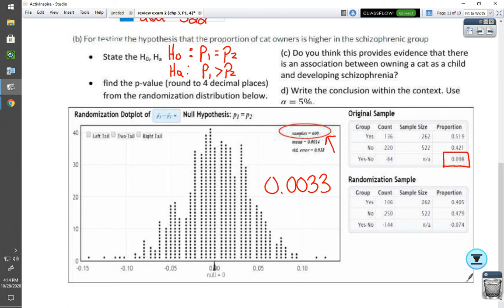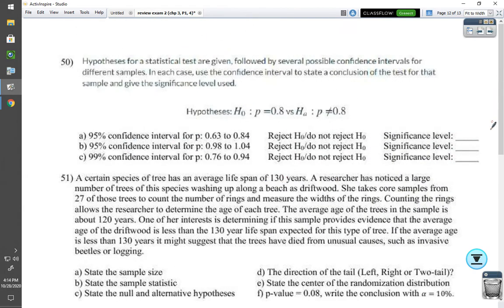You can also confirm this inside of StatKey if you want to go in there and mess around with it and see what that is. The hypothesis for statistical tests are given.